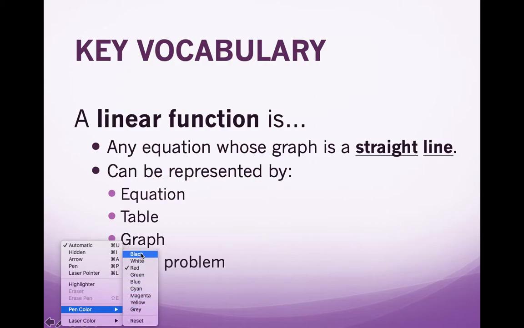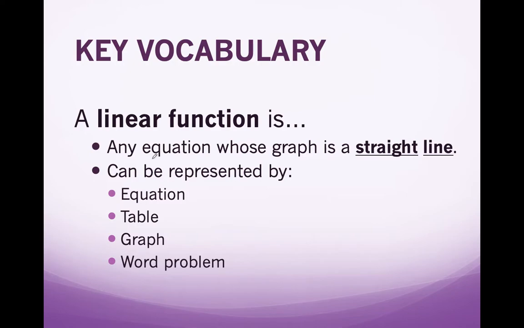We've looked at straight lines earlier in the year when we talked about proportional relationships. So we've seen graphs like this before. There are only certain equations that when you graph them, they end up as straight lines, and those are called linear functions. A linear function can be represented by an equation, a table, a graph, or a word problem, and we'll look at each of those in this lesson.